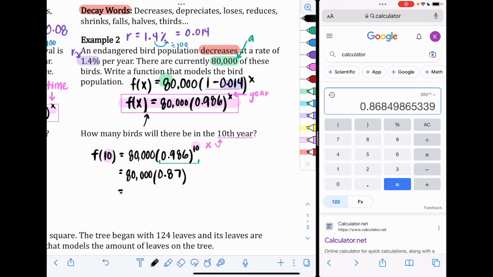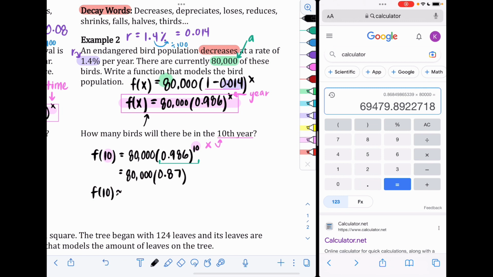So it'd be 80,000 times 0.87, or the entire decimal, so times 80,000 equals 69,479.89. But again, here we're talking about a bird population, so I don't really want to say that there is 89 hundredths of a bird, because it's not a complete bird. So we want to round to the nearest whole number, so I'm going to round it up since that's a 0.89. So we'll say f of 10.